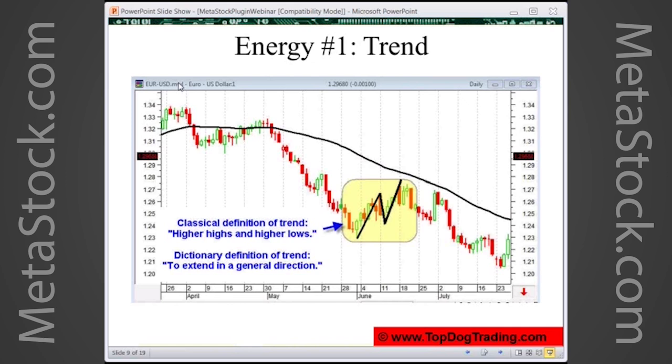Now, the classic definition of trend is higher highs and higher lows. That would be an uptrend. But as I've already shared, the dictionary definition of trend is to extend in a general direction. So here you see we have a higher low and a higher high, which is often used in technical analysis as defining trend. I disagree with that definition of trend because it doesn't align with the dictionary definition of trend. Here with this higher low and higher high, that is not the extended general direction of the euro here. So therefore, no, I don't use that definition when trading.